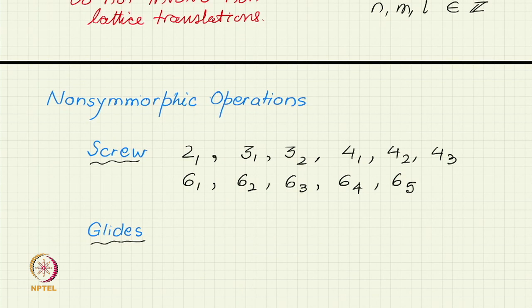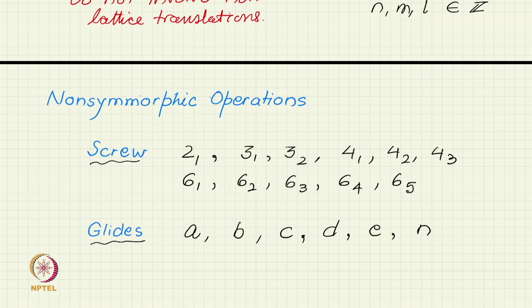And then there are glides which have the symbols A, B, C, these are axial glides. Then you have D, the diamond glide, E, the double glide, and N, the diagonal glide. So, we have discussed these operations.